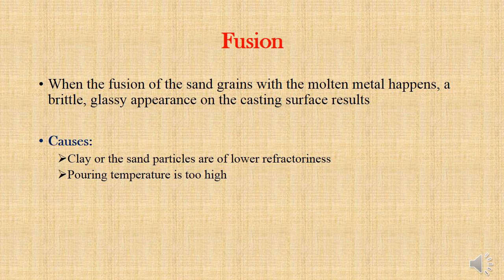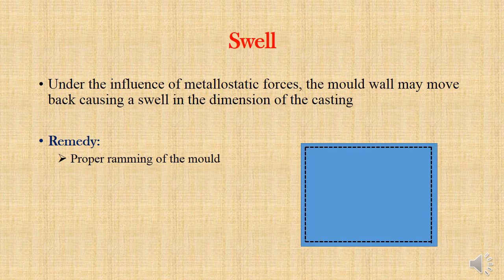Next is fusion. High temperature molten metal fuses with sand grains and results in a brittle and glassy appearance on the casting surface. The main causes for fusion are that the sand particles have low refractoriness and the pouring temperature is too high. The next defect is swell, which is nothing but casting enlargement. Under the influence of metallostatic force due to molten metal, the mold wall may move back, causing a swell in the dimension of the casting. The main cause for this defect is improper ramming of the mold.